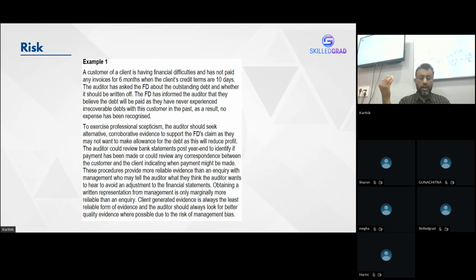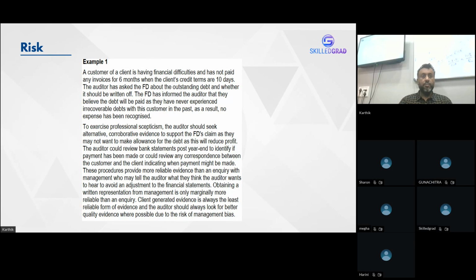These procedures provide more reliable evidence, extra evidences, than an inquiry with the management, who may tell the auditor what they think to avoid an adjustment. Management can say whatever, but you should have some proof of evidence, right? Obtaining a written representation from management is only marginally more reliable than an inquiry. Even though management may give you in writing that this customer will surely pay, that is not the best evidence, because management will say whatever they want on these items. But externally generated evidence is more reliable than management-written evidence.